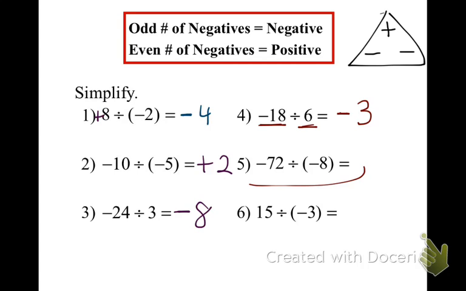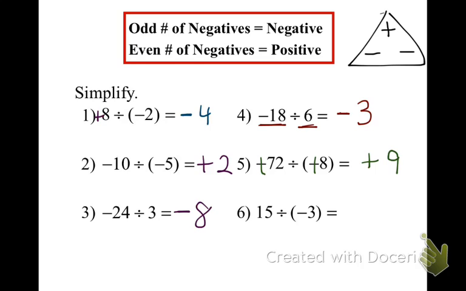Now, let's go and take a look at example number 5. So once again, first thing that should pop out at you, I have 2 negatives. Those negatives are going to end up canceling out, giving me a positive answer. So plus. So what's 72 divided by 8? 72 divided by 8 is 9.